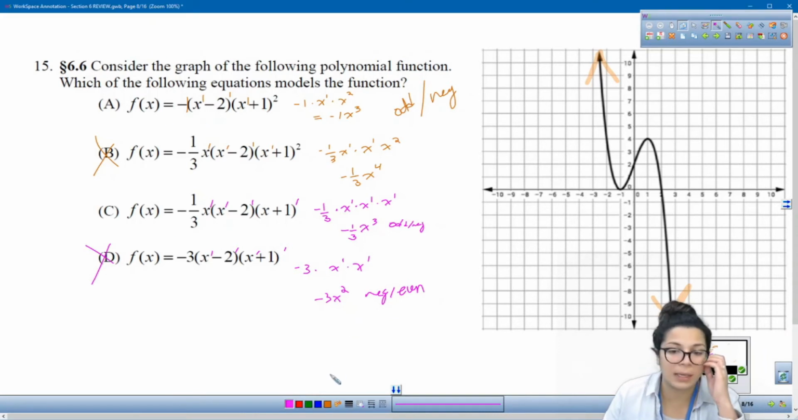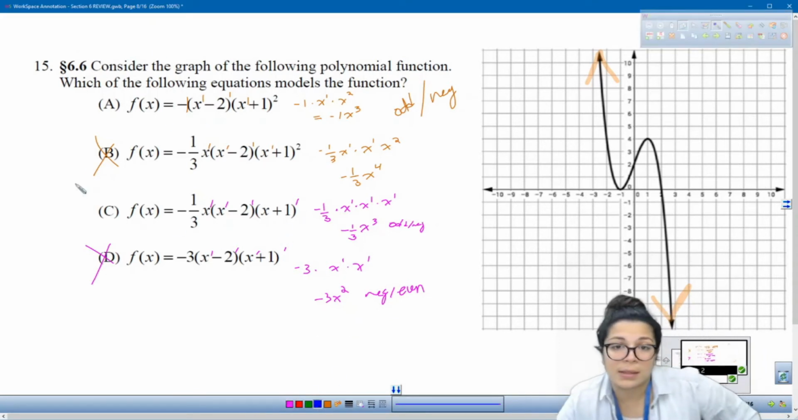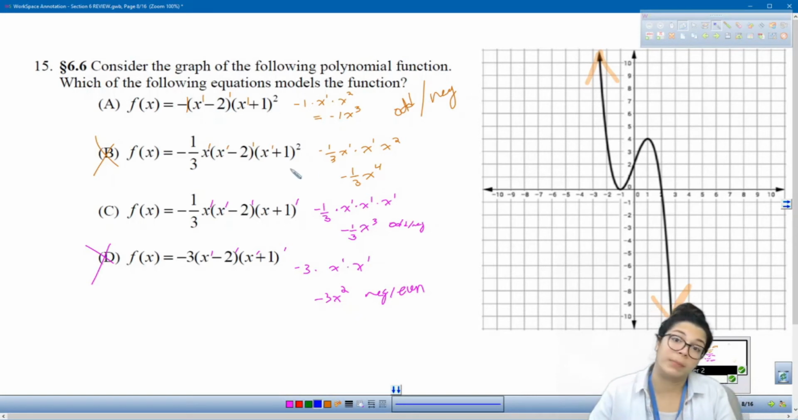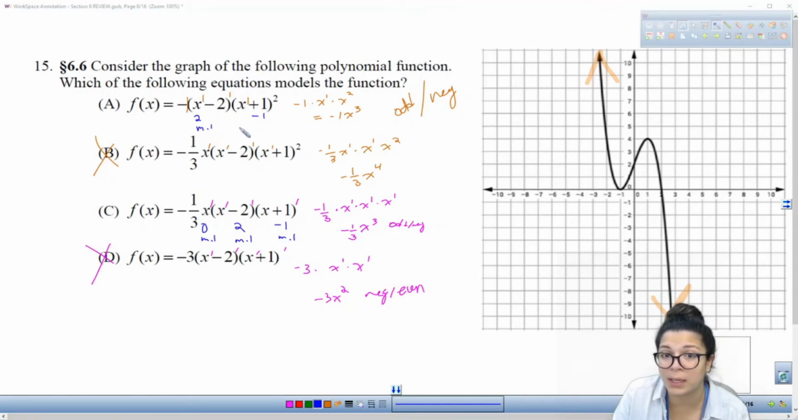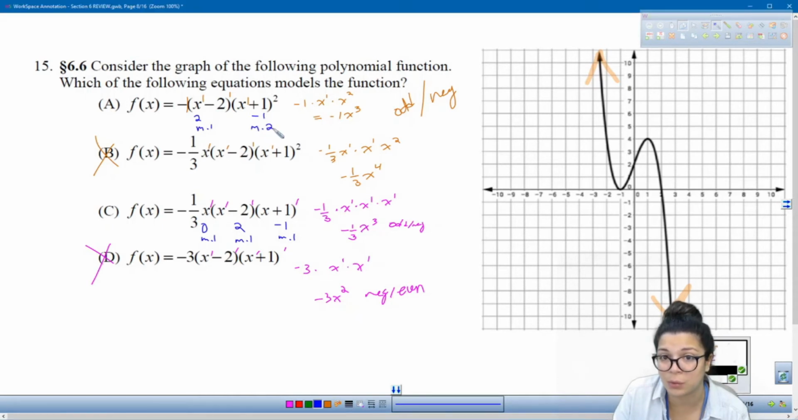So now we're down to A or C. So which one is it? Is it A or is it C? Well, let's look at the zeros. This polynomial has a 0 of 0, a 0 of 2, and a 0 of -1, right? Those are all 3 zeros. All of them have a multiplicity of 1. This one, on the other hand, has a 0 of 2 and a 0 of -1. The 0 of 2 has a multiplicity of 1, and the 0 of -1 has a multiplicity of 2. So that's the 3 of them. It's just that -1 has a multiplicity of 2.